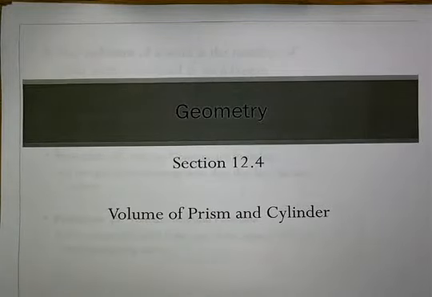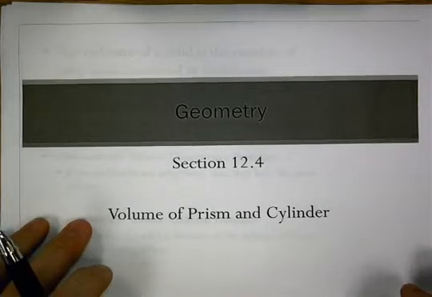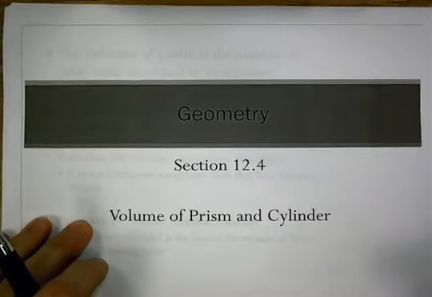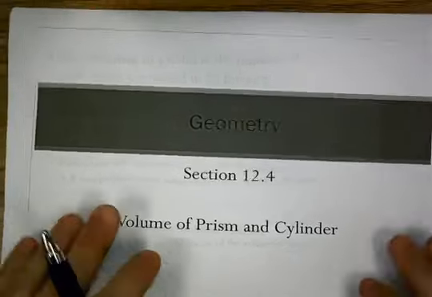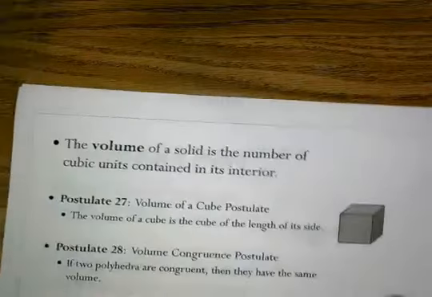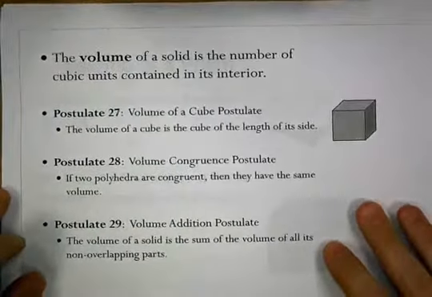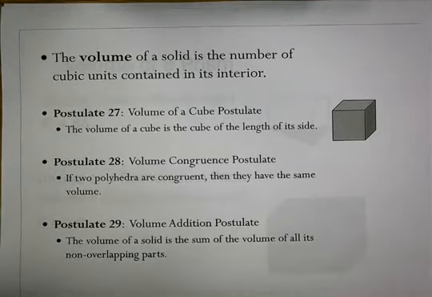In section 12.4, we're looking at volumes of prisms and cylinders. Since this is our first section looking at volume, there are a couple things we need to be aware of. First off, the volume of a solid is the number of cubic units contained in its interior. Now this is different than what surface area was.